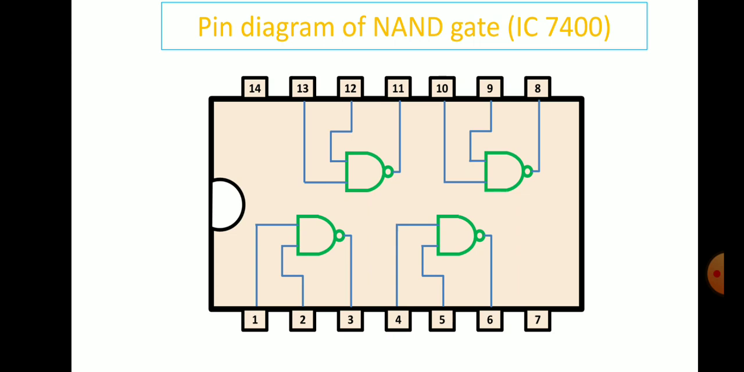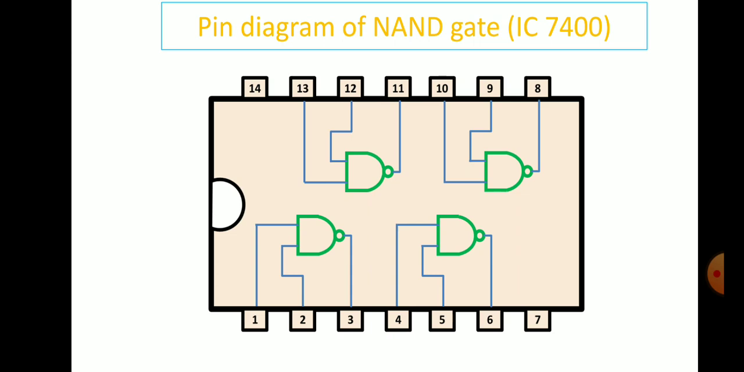You can see pin number 7 and pin number 14 are not connected to any gate. For operation of this IC we have to provide power supply. Actually 7 has to be connected to the ground and 14 has to be connected to VCC, that means plus 5 volt.